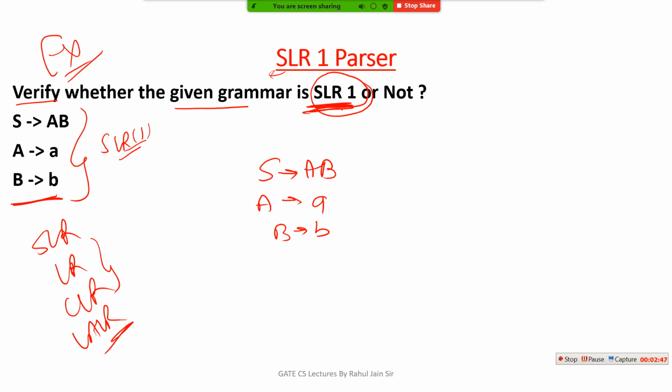Now just completely focus on how to decide whether the following grammar is SLR1 or not. So the first step remains the same. First, add the augmented grammar. Make them LR0 items. This is my first state, that is I0 of the DFA.